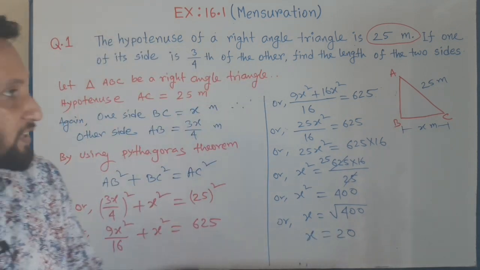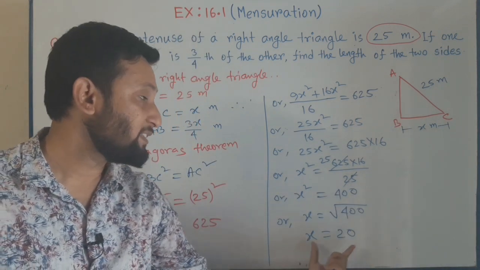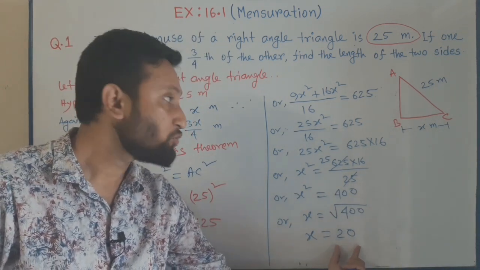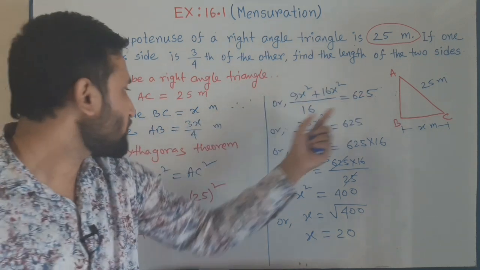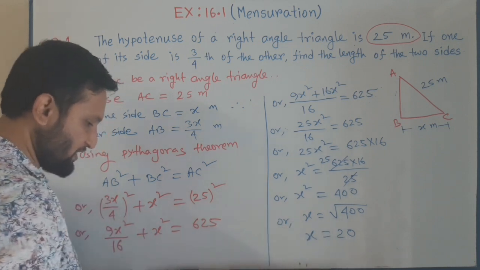So here in this figure, one side BC equal to x meter, so BC distance is 20 meter. So another side AB equal to 3x by 4. Okay, so we can write one side x equal to 20 meter.